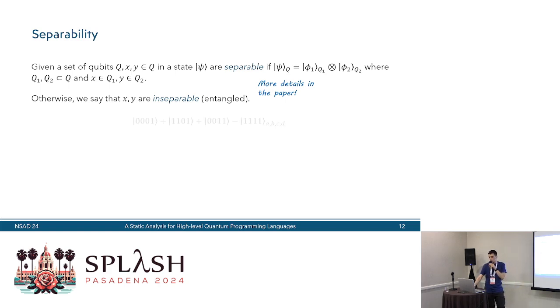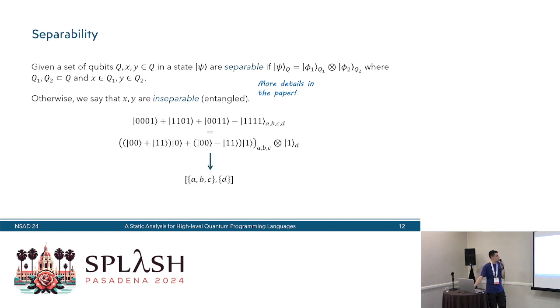So, for example, if you have this state that we can write in this way, it means that we can separate D from the rest of the state. So D is separable from A, B, C, but A, B are not separable, like B with C and C with A. So how do we represent the separability or inseparability of this state? Using a partition on the global set of the qubits. In this case, A, B, C are together since they are not separable, and D is in another set because it's separable from the others.